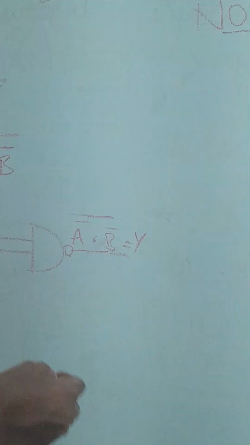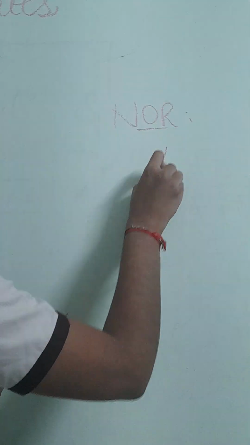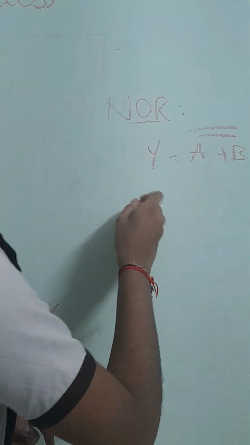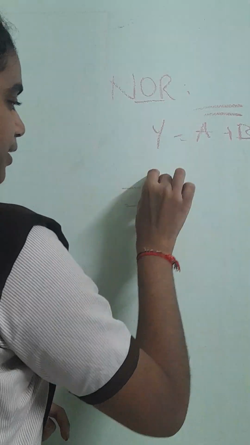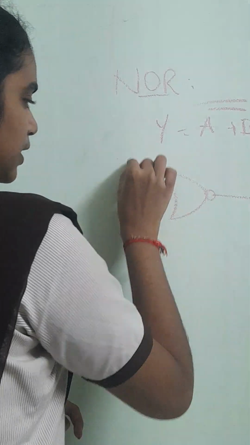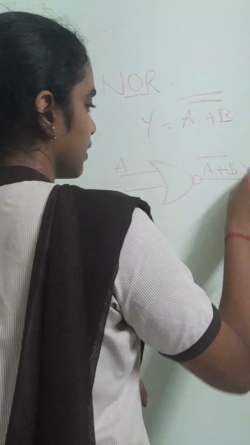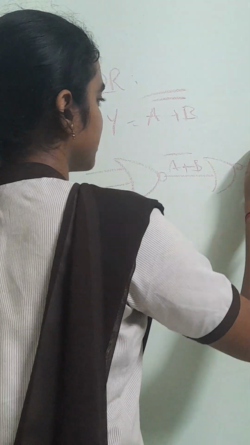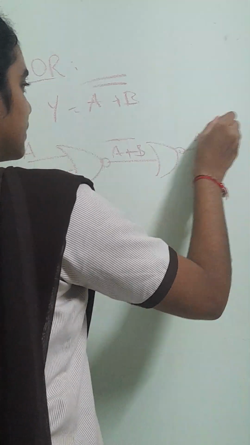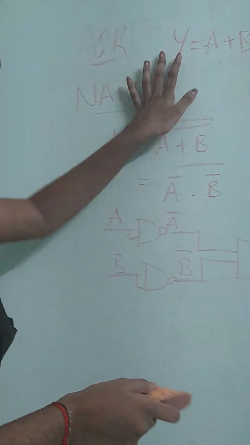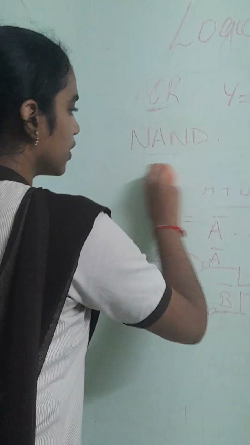Now for NOR gate again what I am doing is Y is equal to A plus B double bar. So let me take a NOR gate. So A, B, I will be getting A plus B bar. Another NOR gate, I will be getting A plus B bar double bar, which is the required output Y. So this is the conversion of OR gate to NAND gate and NOR gate.